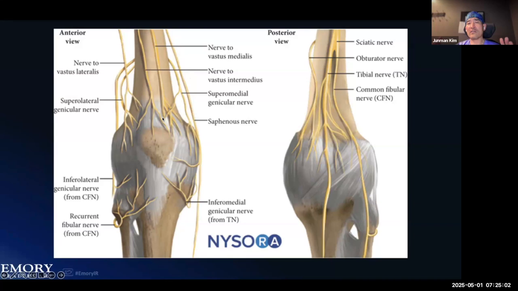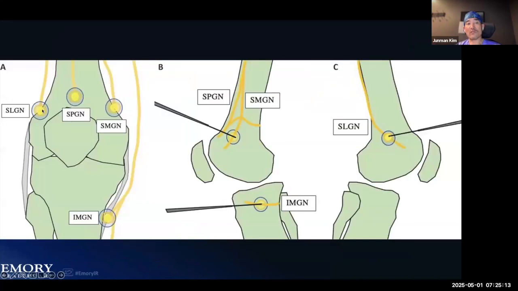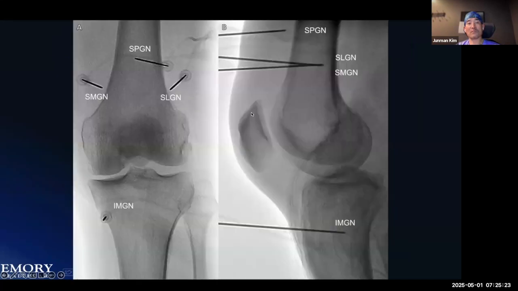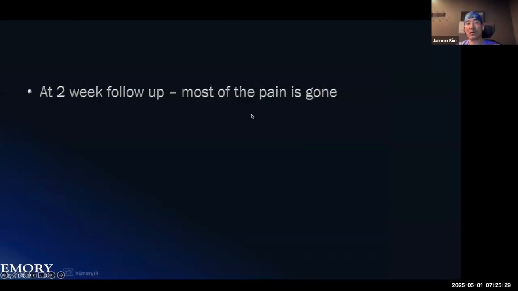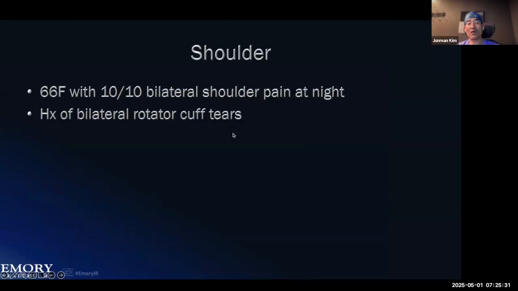So there is no single genicular nerve. It's a web of multiple different nerves. So this is a typical diagram where we target lateral, medial, inferior, about 50% to cover the multiple different genicular nerves. At 2 weeks follow-up, most of the pain is gone.